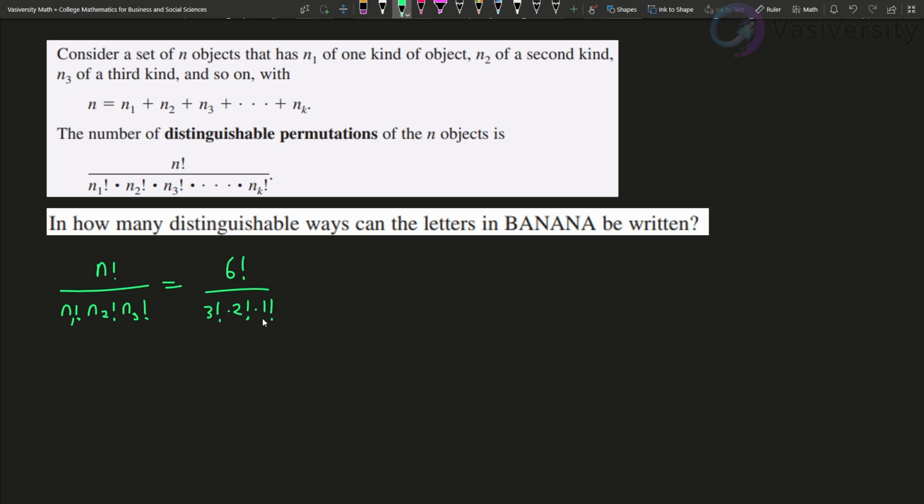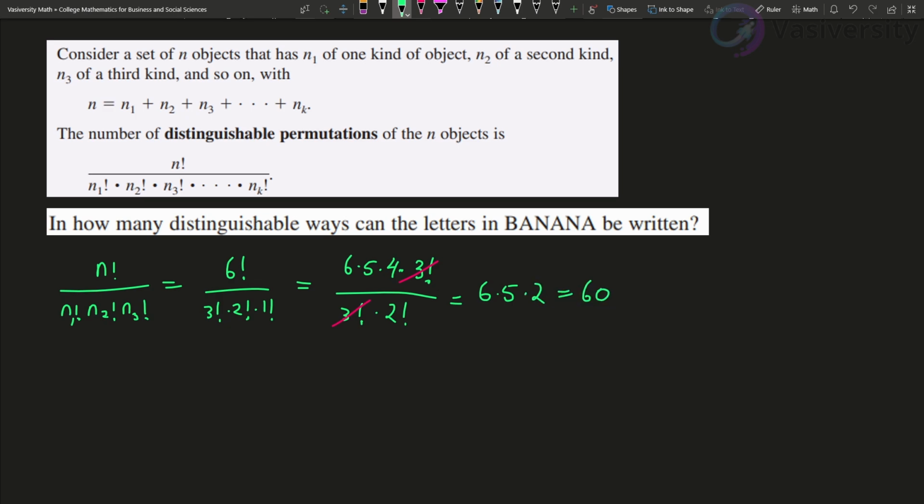Because this word has, again, 6 letters. 3 of them are A's, 2 of them are N's, and 1 of them is B. So that's why 3, 2, 1. So that's going to be equal to 6 times 5 times 4 times 3 factorial over 3 factorial times 2 factorial and 1, just 1. So 3 factorial and 3 factorial cancel out. 2 factorial is just 2. We're going to have 6 times 5 times 2, which is equal to 60.